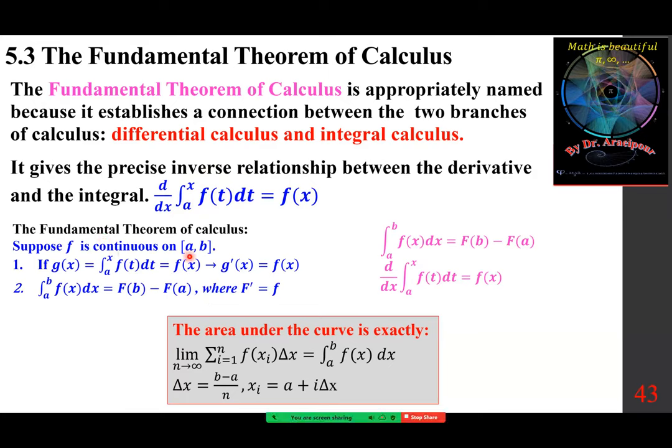Suppose f is a continuous function on the interval from a to b. If g of x is the integral from a to x of f of t dt, okay, then g prime of x must be f of x. If we take the integral from a to b of f of x dx, then capital F of b minus capital F of a represents this, where capital F prime is lowercase f.